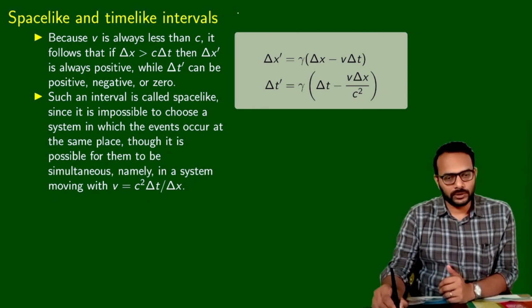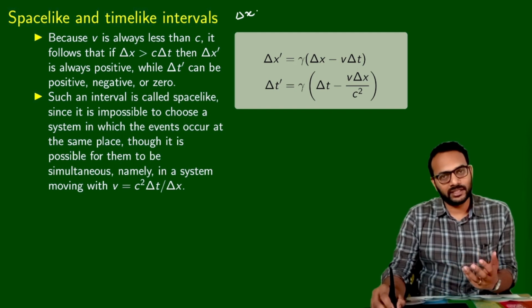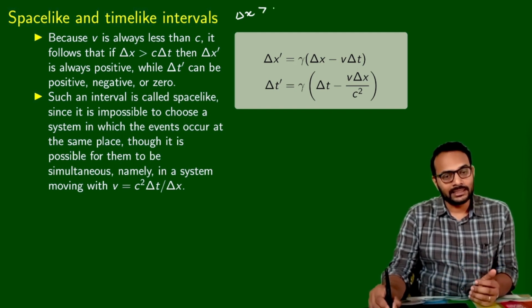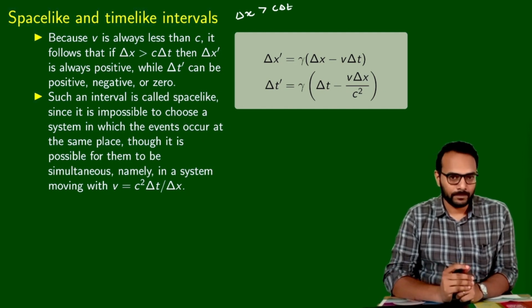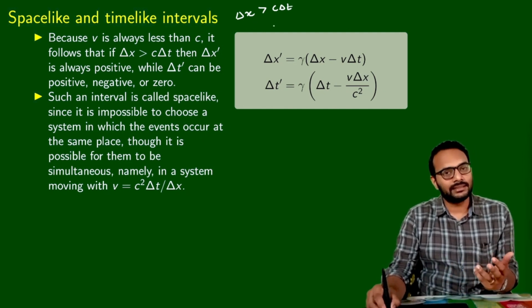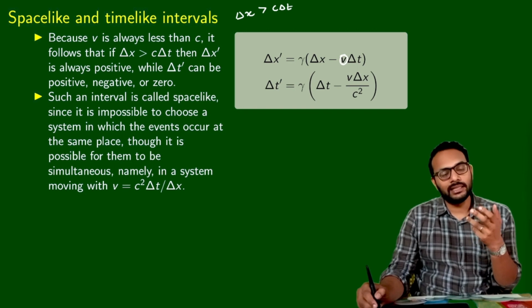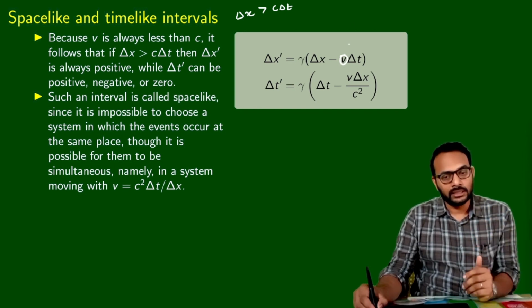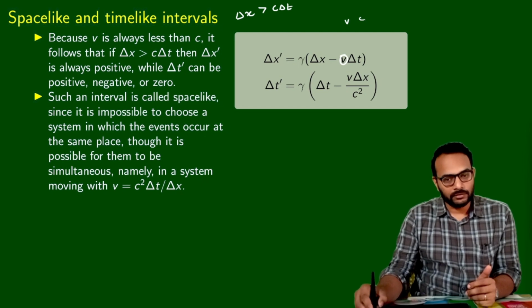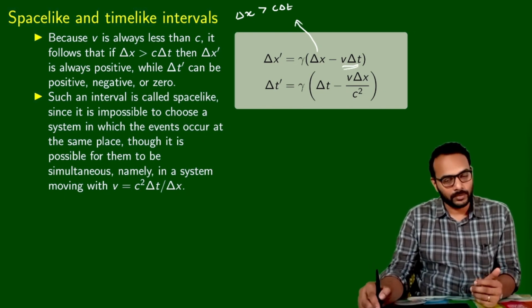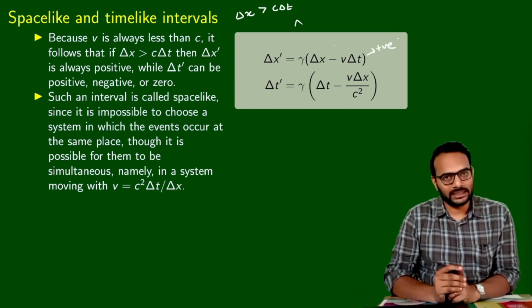First, we consider the case where the spatial separation between events in the frame S, which we called delta x, is greater than c delta t. Now we know that v appearing here, the relative speed between the frames S and S prime, is always less than c. So if delta x is greater than c delta t and v delta t is less than c delta t, we are subtracting a smaller number from a bigger number here, which means that this is always positive.